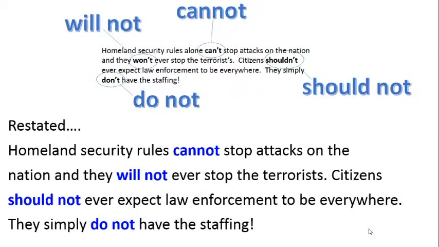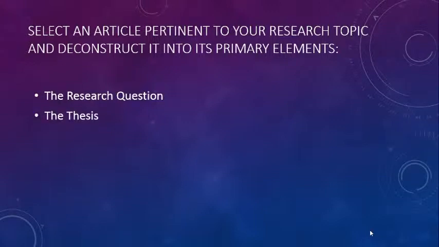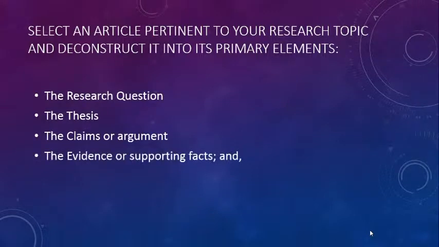Now in week 3, we are going to learn how to develop an argument and find what it is you want to say. To help develop this process, you will select an article pertinent to your research topic and deconstruct it into its primary elements. These elements are the research question, thesis, the claims or arguments that the author is making, the evidence or supporting facts, and the conclusion.